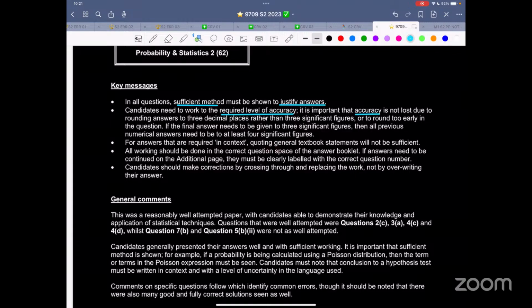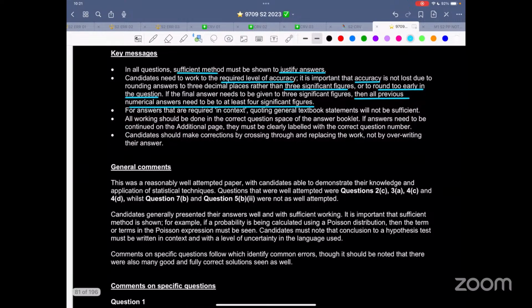It is important that accuracy is not lost due to rounding answers to 3 decimal places rather than 3 significant figures, or to round too early in the question. If the final answer needs to be given to 3 significant figures, then all previous numerical answers need to be at least 4 significant figures. So at least 4 significant figures, that means 4 or more. So 4SF is perfect. For answers that are required in context, whether it's about some sampling reasoning or type 1, type 2 error, the reasoning behind it, quoting general textbook statements will not be sufficient.